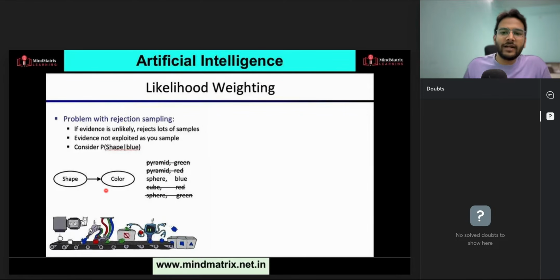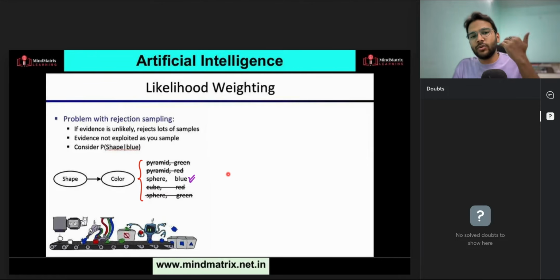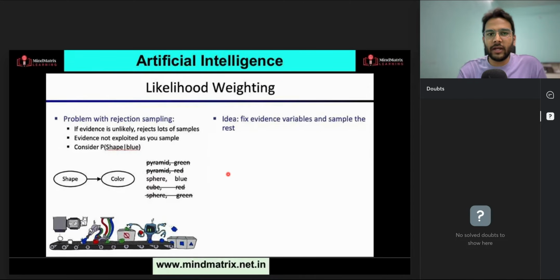So if these are the samples given to you, understand carefully, can I say you are left with this one only if you are applying rejection sampling? Rest all the samples you are simply discarding or rejecting, right? So you will not be able to exploit this evidence properly. What is the solution for it? The idea they proposed is we can fix evidence variables.